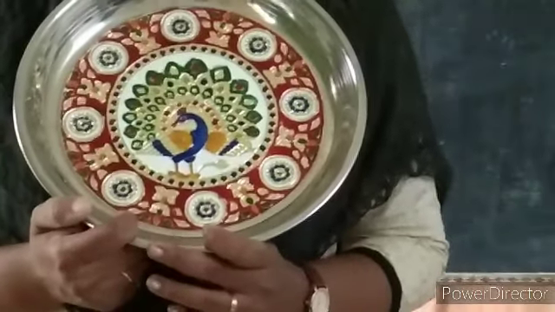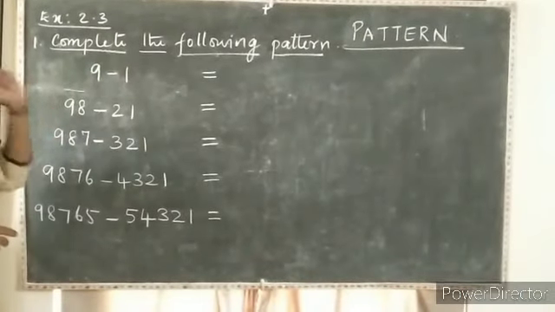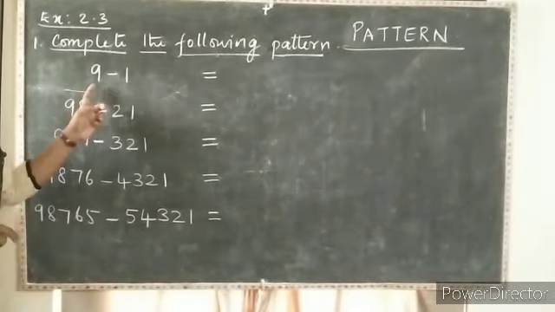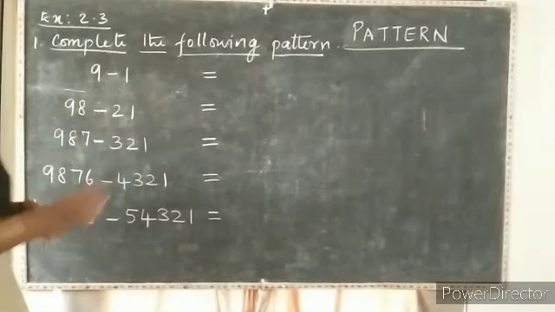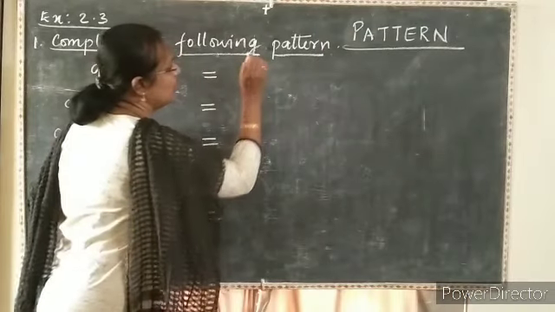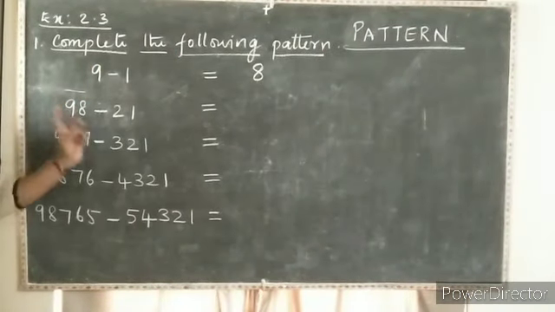Okay, shall we move on to the sums now? Okay, now let's discuss the sums now. Now look into this. First one we have 9 minus 1. That is very simple. We know that 9 minus 1 is what? 8.